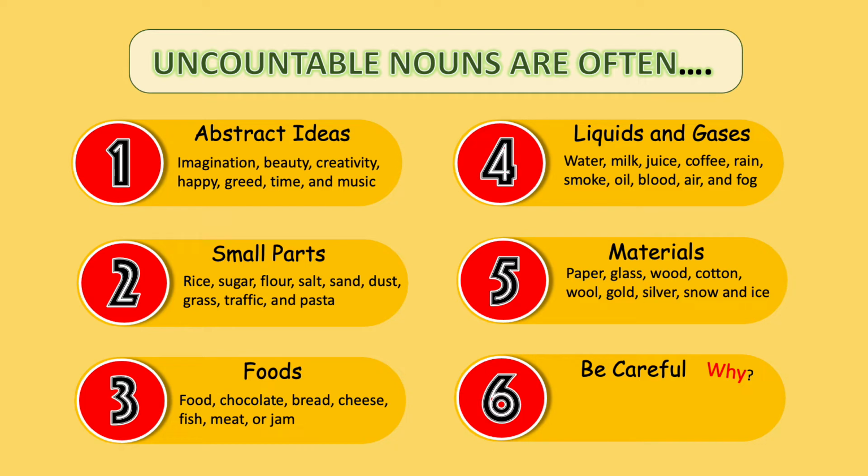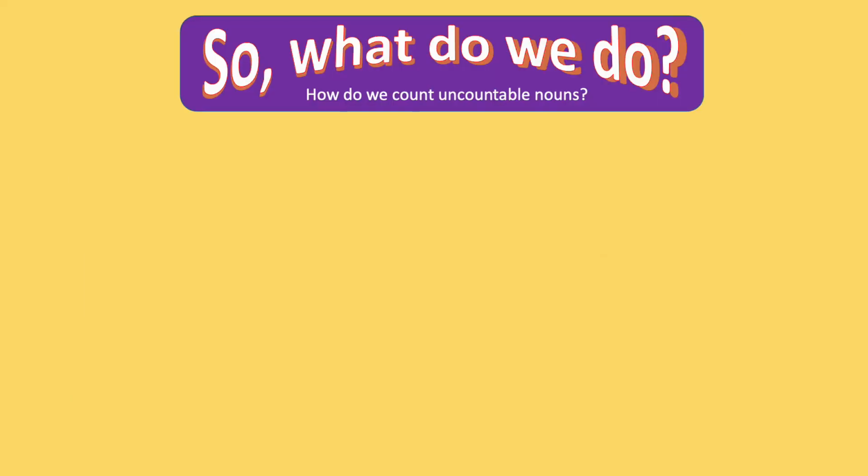Why? Particularly if you're coming from a different language and learning English. Some words in the other language are countable when they are not countable in English. For example, money, furniture, luggage, information, and weather. So what do we do? How do we count uncountable nouns? We need something to quantify the uncountable noun, something that tells us how much of that noun we are talking about.